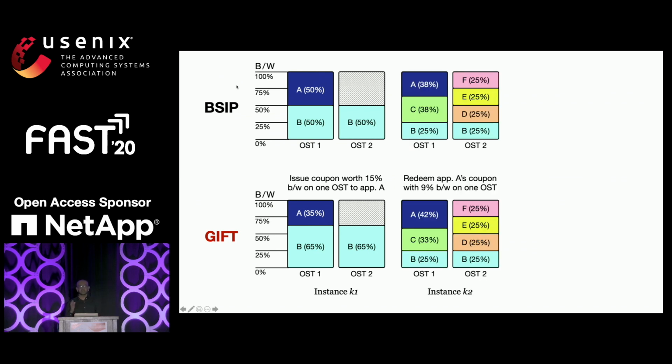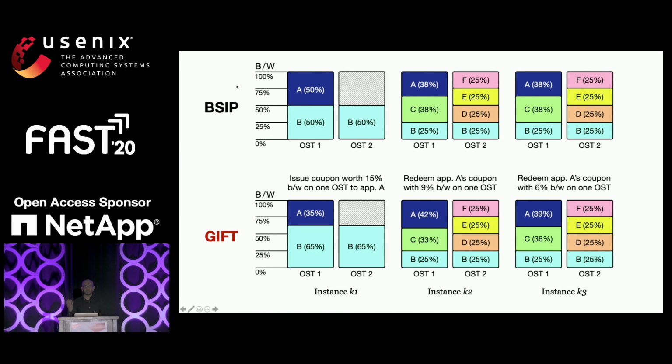Now let's look at another instance, K2, where we have a similar scenario as before, where on OST2 we have 4 applications, and on OST1 we have 3 applications. So with BSIP, as before, we would see that B is bottlenecked by OST2, so we will give it 25% bandwidth on OST1, and then we will divide the remaining bandwidth equally between A and C. But with Gift, as we saw before, we noticed that application A has an outstanding coupon, so we can give 9% of the bandwidth to application A, while C still gets its fair share of 33%.